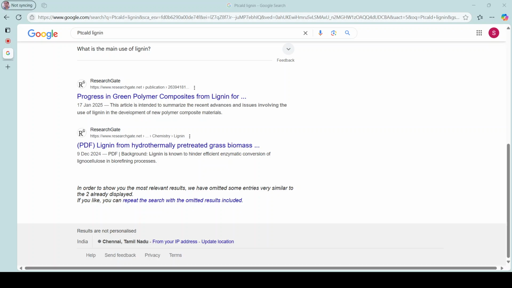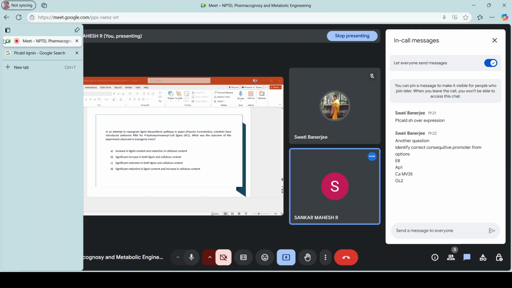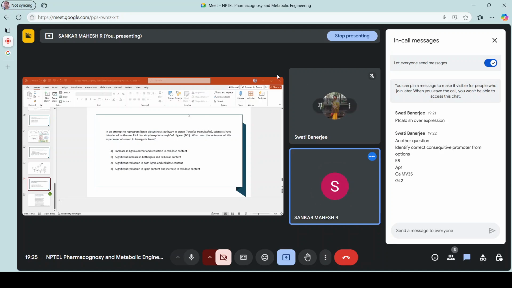Are you sure it is PT CAL? Because I haven't come across this. C4CL, F3H, FL, all of these are familiar to me, but I have not come across this enzyme. Maybe the name is given wrong.